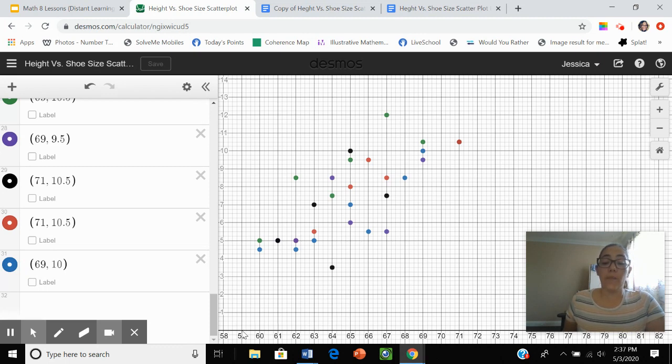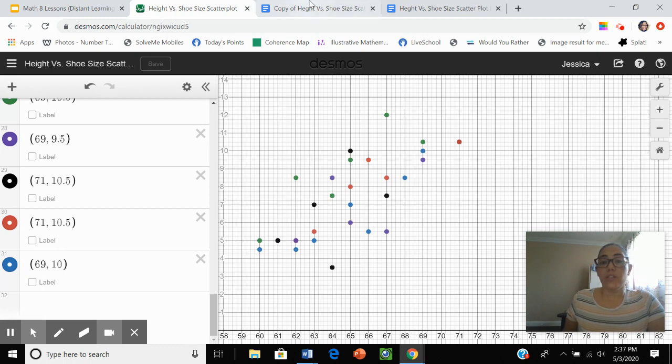I'm comparing height in inches to shoe size, including half shoe sizes in men's. If you're really counting the dots here, you may notice that there are only 28 dots. However, there are 31 students. That's because a couple of the points repeated, since some of you had the same exact height and shoe size as some of your peers.